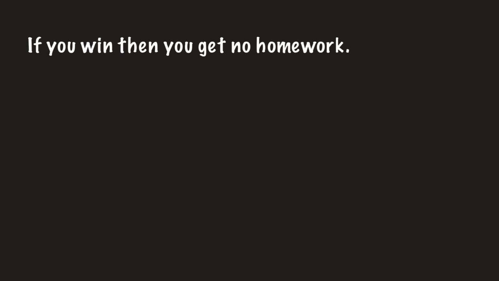Then you have, then you get no homework. So you also have two options there. Either you get no homework or you get some homework. So you get no homework or you get homework. So those are the two options there for the true and false situation. So let's write those down. So our options are you win, and then you get no homework. So one option is you win, another option is you get no homework. And those are a pair that go together.